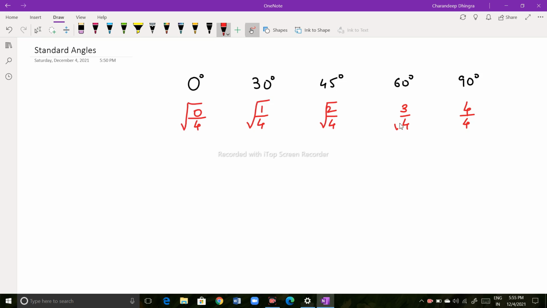Okay, so now let's see what we get. For 0 by 4 we get 0. When you calculate this you will get 1 by 2. Here you will get 1 by root 2, or in some books they write root 2 upon 2. If you rationalize it, then you have root 3 by 2 and 1. Now these are the values for sine. So sine 0 is 0, sine 30 is half, sine 45 is 1 by root 2, sine 60 is root 3 by 2 and sine 90 is 1.